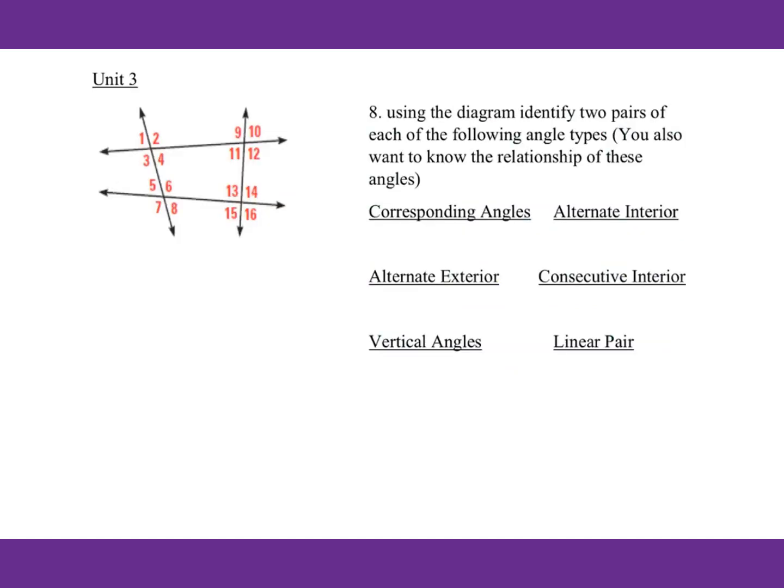Number 8, use the diagram to identify 2 pairs for each of the following angle types. For corresponding angles, corresponding angle means the same position. Therefore, you just need to show 2 pairs. Angle 3 and angle 7, angle 1 and angle 5, these are corresponding angles. For alternate interior angles, like angle 3 and 6, 12 and 13.